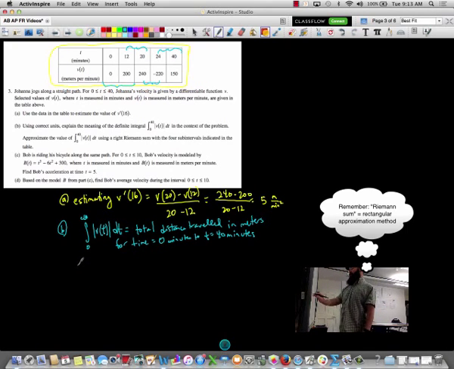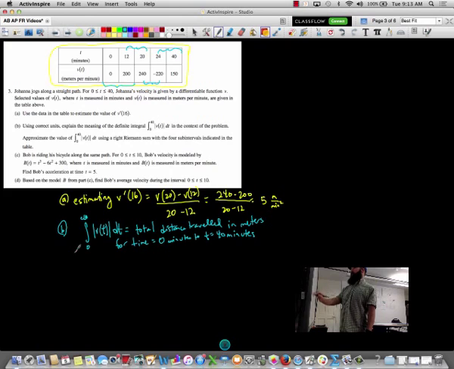So if we look at the first one, so let's say this integral is approximately. So the width of that first interval would be 12. And the height of that interval would be the right-hand endpoint's height, which would be 200.